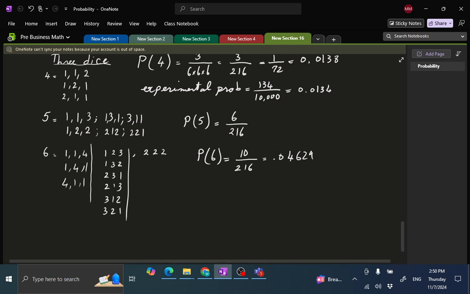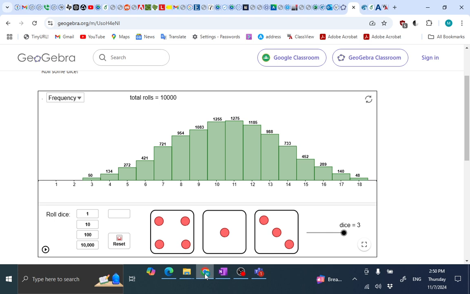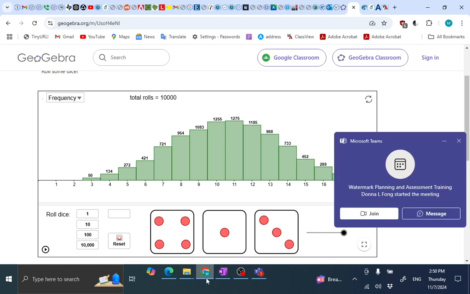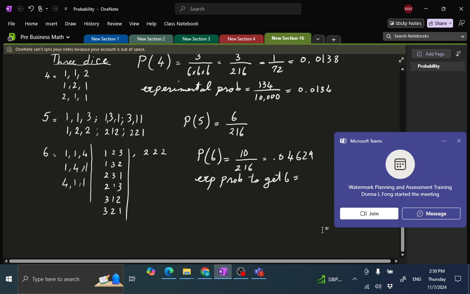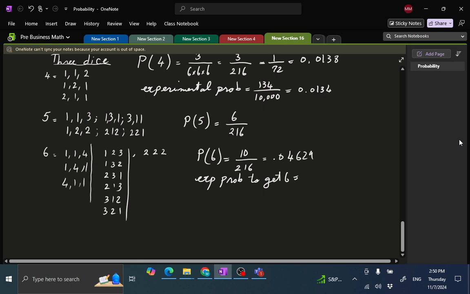And the experimental probability for getting a 6, we can run this little app, and that one for getting a 6 was what? 421. So it was 421 out of 10,000 trials. That's 0.0421. So you see that they're kind of close to each other.